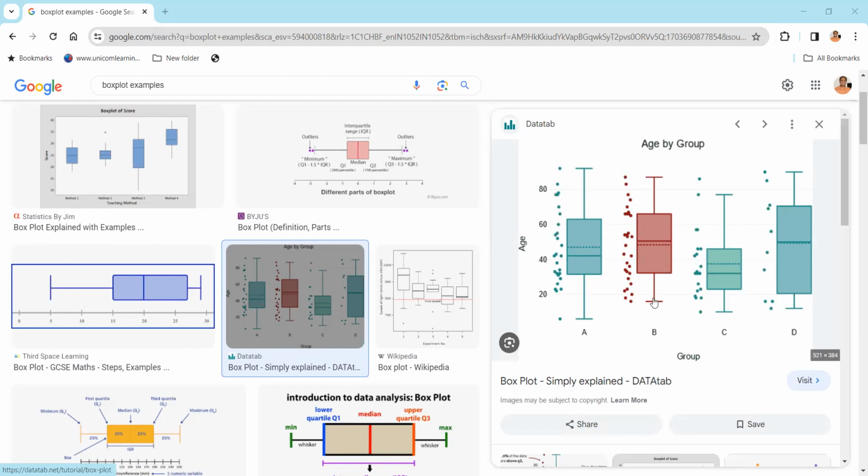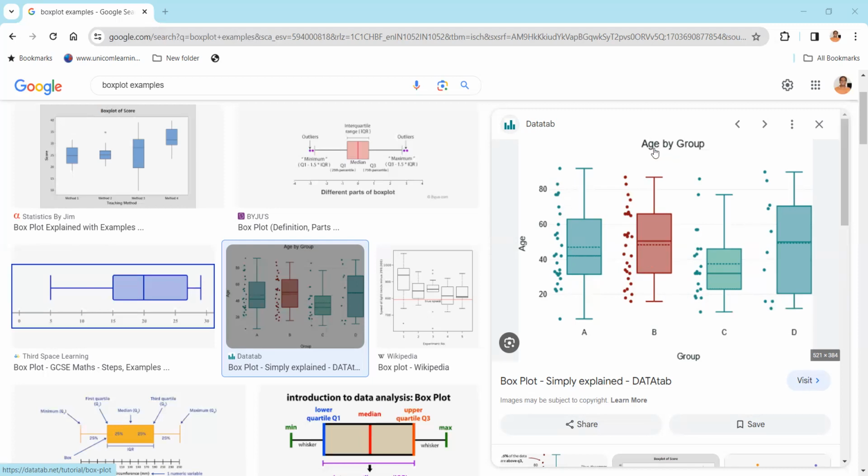Between this handle and the starting of the box, this is the range of the first 25% of the data. If total data is 100, then the first 25% will be 25. If the number of data is 10,000, then the first 25% will be 2,500, correct? So this shows you the percentage. But how do you know how many values are there? So you see here, it says that probably B has the maximum number of people, and the least number of people falls in group D.